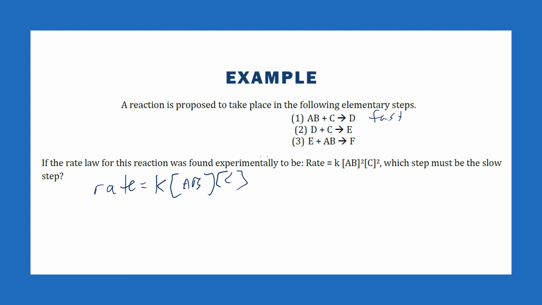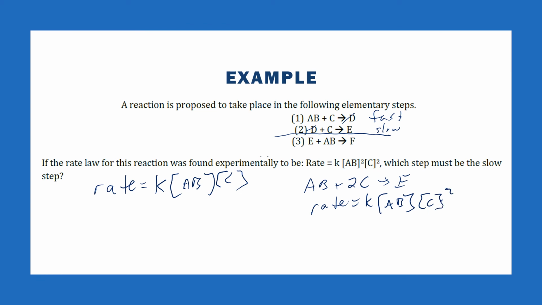To see if step 2 is the slow step, I need to add up the first 2 steps. D is an intermediate, and you wind up with AB plus 2C yields E, and the rate law would be k AB times C squared, which still does not match. So step 2 cannot be the slow step, that also must be fast.